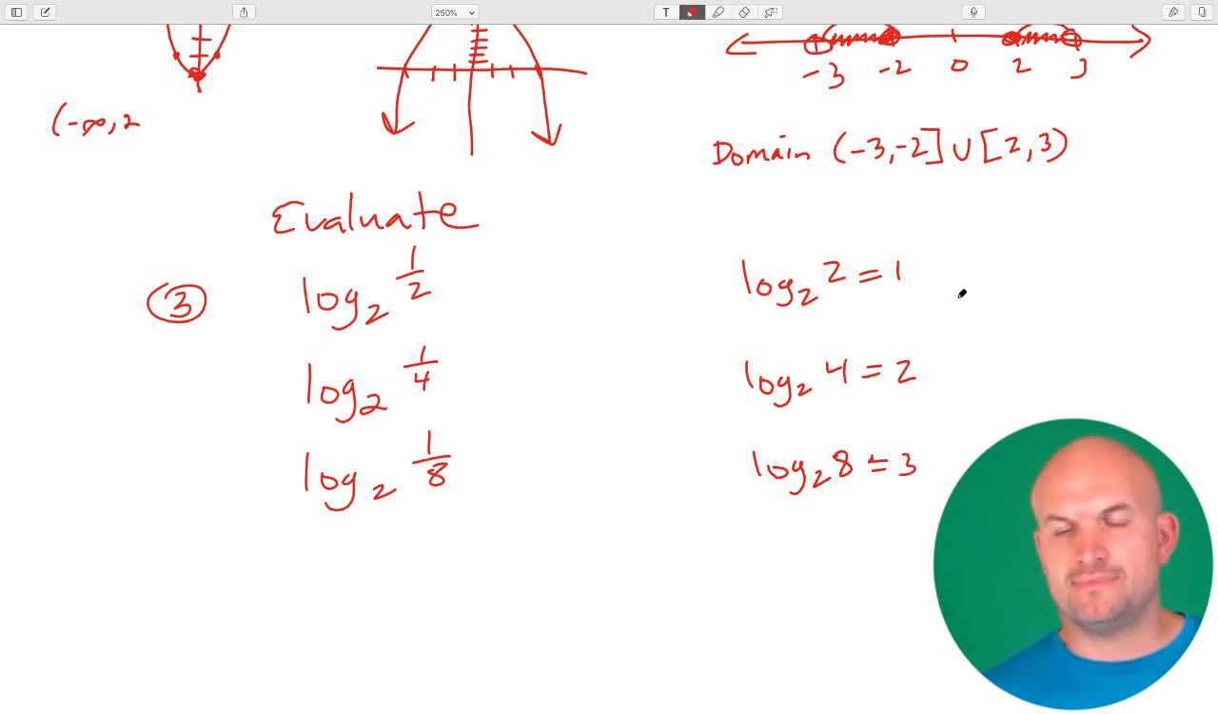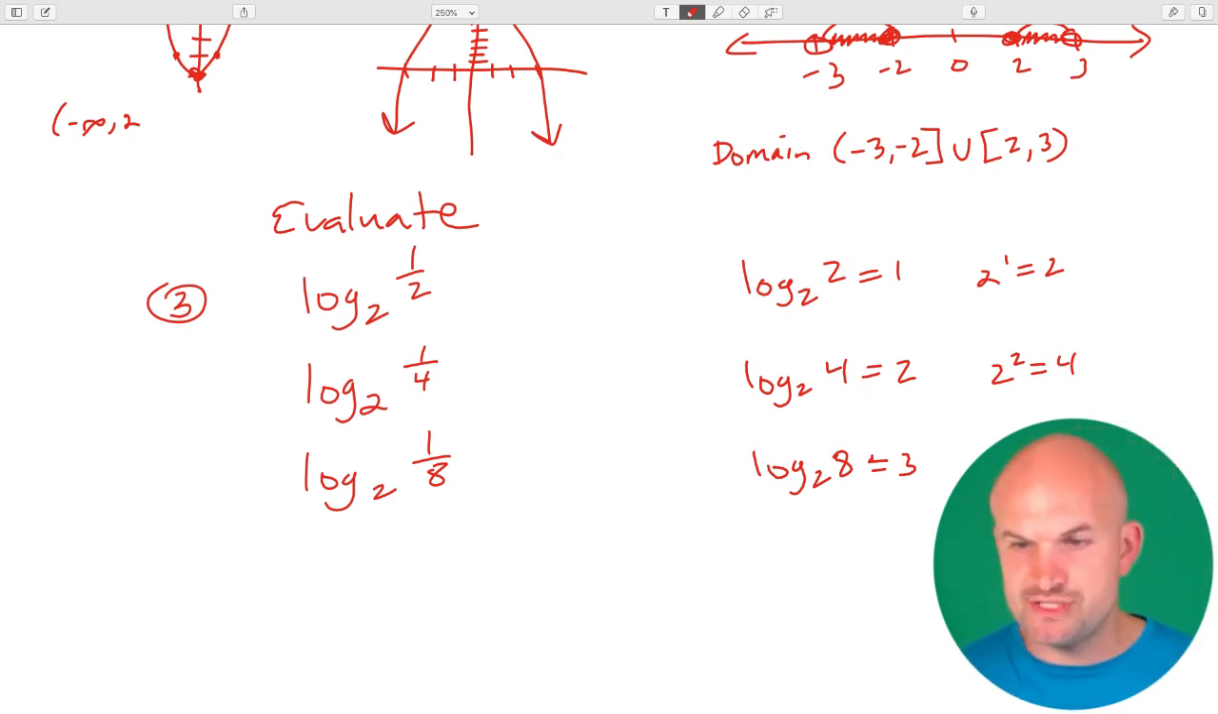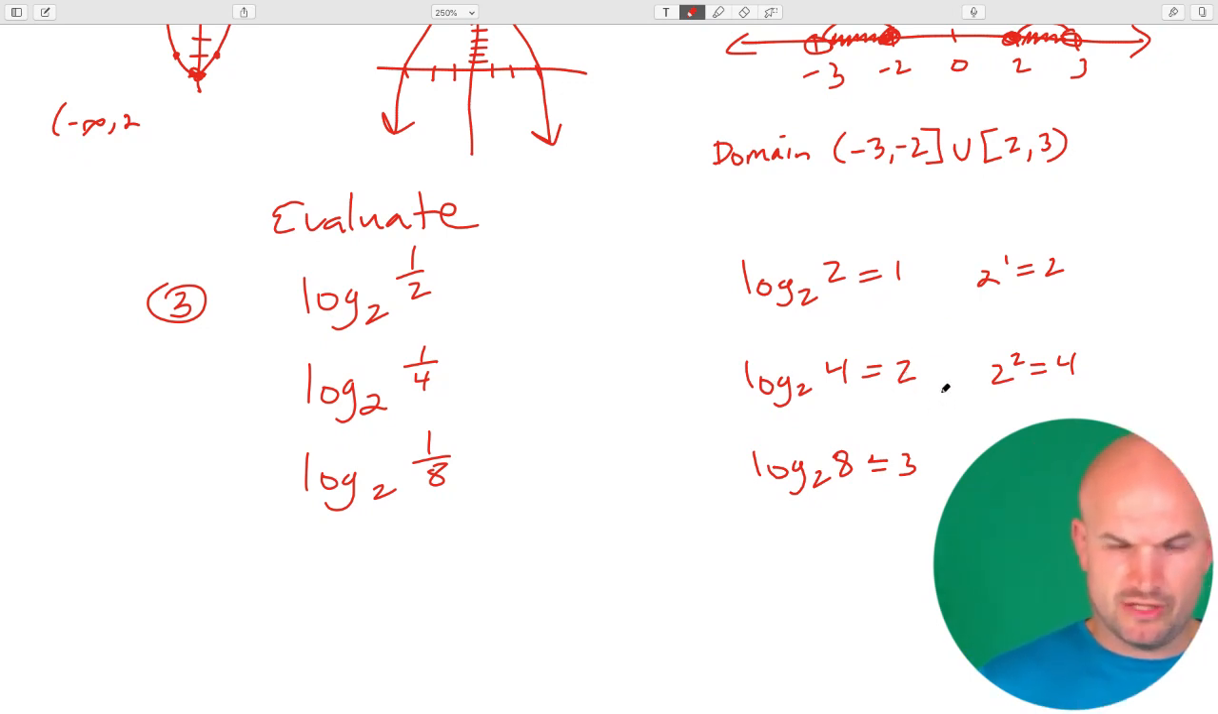That one's 3. And again, you could say 2 to the 1 is equal to 2. Put it in exponential form. You could say 2 squared is equal to 4. You could say 2 cubed is equal to 8. So this is what we call the logarithmic equation. This is called an exponential equation. And you can see how they're related to each other in this form.